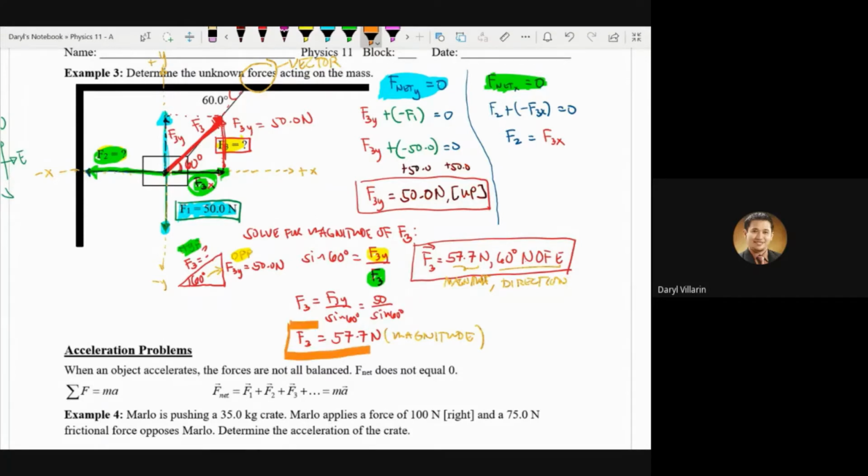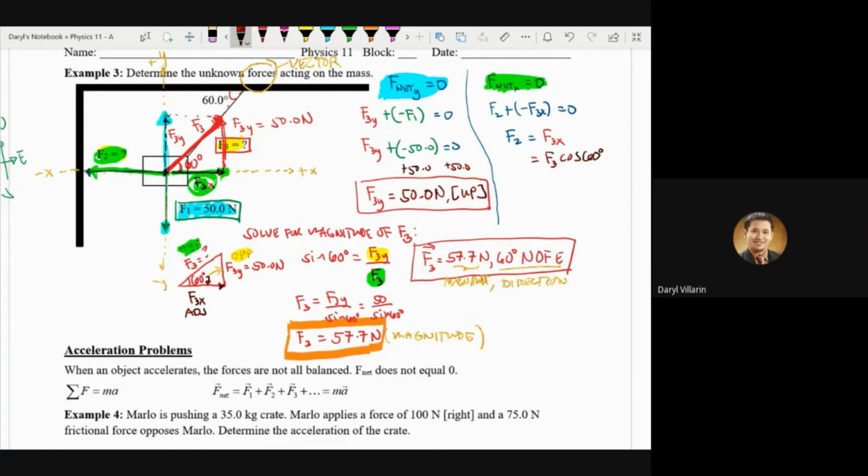This is the magnitude of your F3. And if you can see in this triangle, going back to the triangle, this is just your F3X here. Based on the angle, this would be your adjacent side. So F3X is the adjacent side of that 60-degree angle. So if you're going to expand your F3X, that is just equivalent to F3 cosine of 60 degrees.